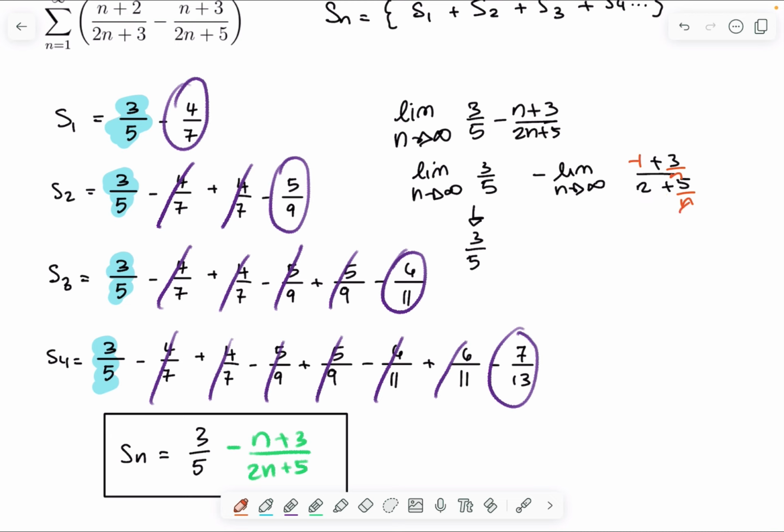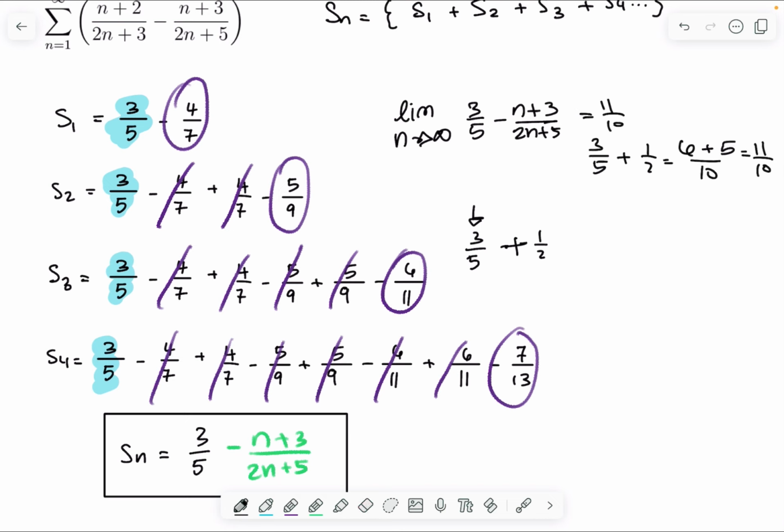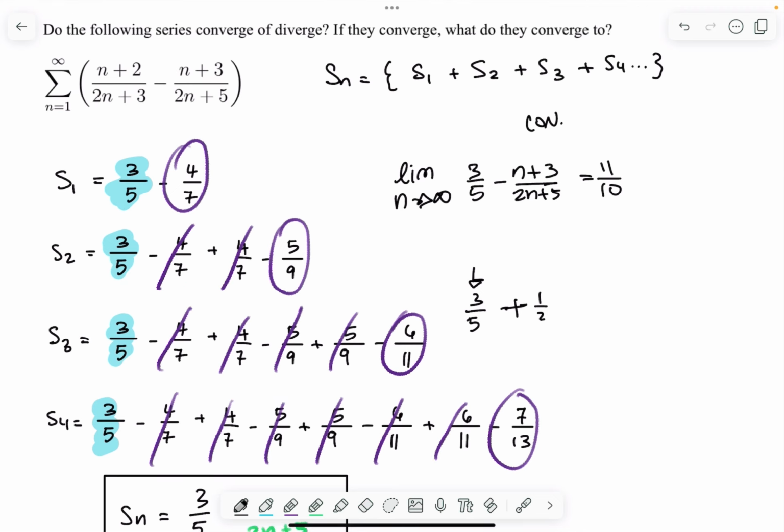If I plug in infinity now, this goes to 0 and this goes to 0, because one whole divided into infinitely small pieces just goes to 0. If you have one pizza and you divide it into infinitely small pieces, it's just going to become invisible, so small that it's 0. And so really we're just left with -1 over 2. That's 3/5 minus -1/2, so that becomes a positive. So 3/5 plus 1/2, and the limit is 11 over 10, meaning that this series converges, and it converges to 11 over 10, and that is your answer.